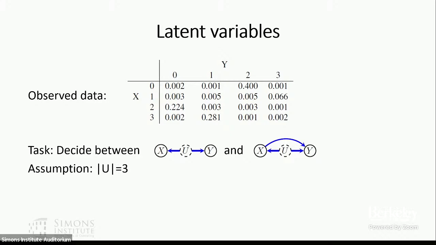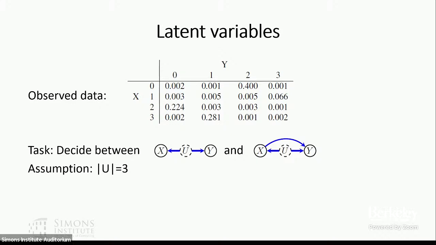So let's say that we have the following situation. We observe this data distribution, and our task is to decide between these two causal structures. We do know that there's a hidden common cause, but what we don't know, and want to find out, is whether there also exists a direct causal influence from X on Y. And let's say that we can make the following assumption, that the cardinality of the hidden common cause is equal to 3.